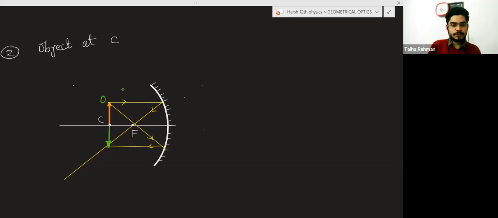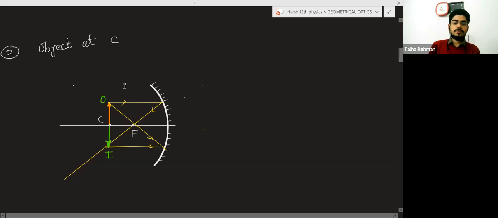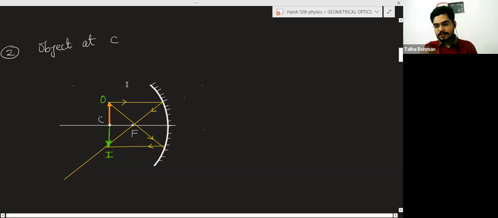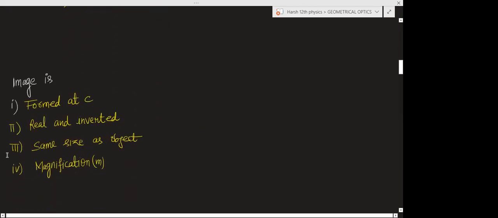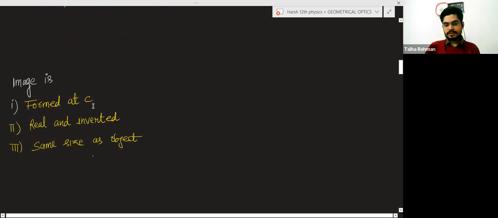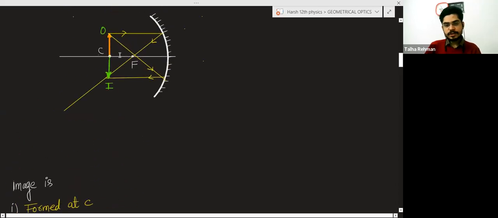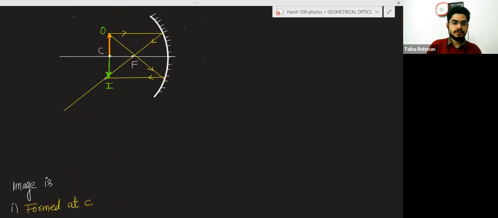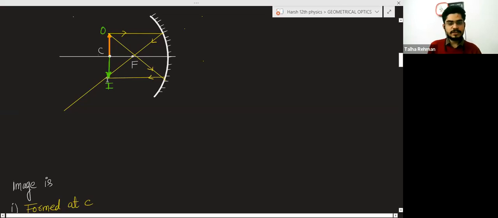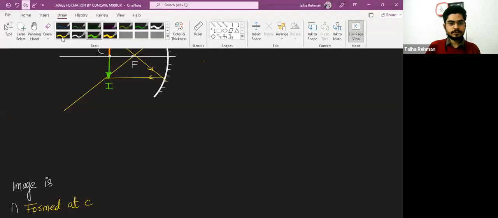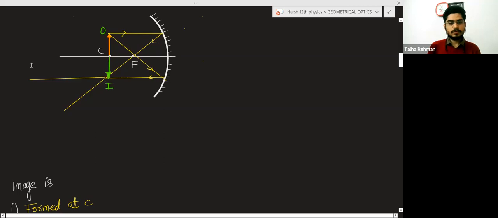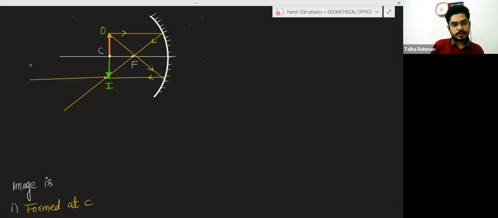So this is the object and this is the image. Real and inverted, same size as the object, and the position of the image is at the center of curvature. Formed at center of curvature, real and inverted, same size as the object. Why is the image real? Because rays are actually meeting at a point, at this point.